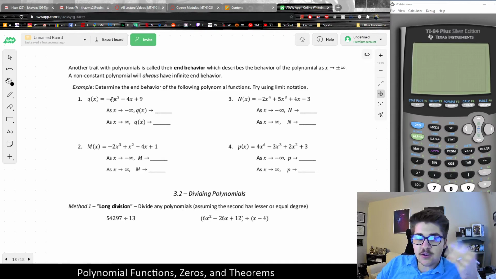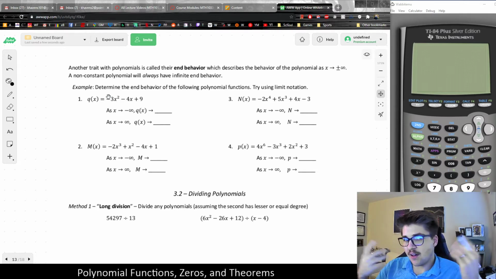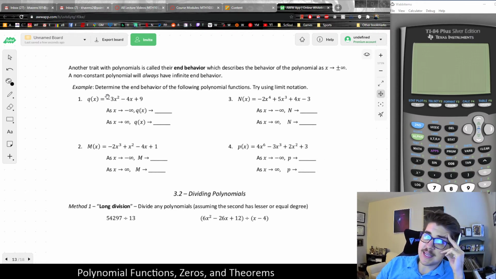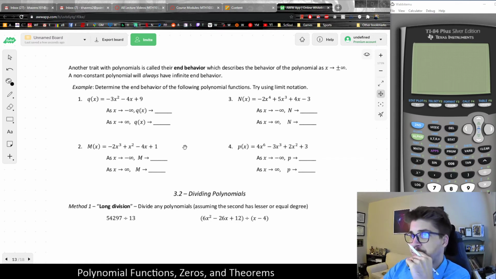But it's helpful to be able to understand what's happening, because the end behavior is a very important trait in terms of visualizing what's happening in that curve without actually having to do any math. That's one of the whole points of looking into this: when I look at an equation or a formula for a polynomial, do I know what's going to be happening?